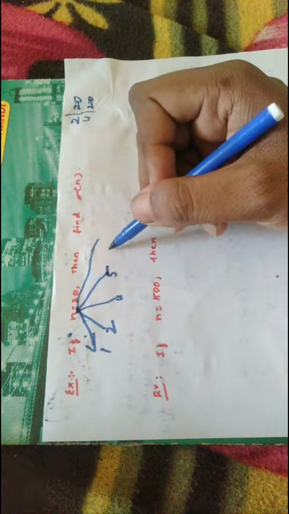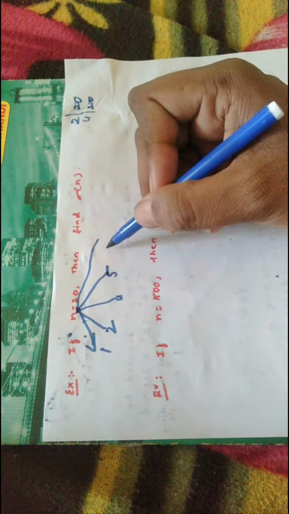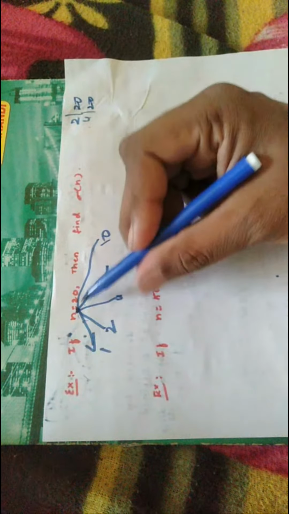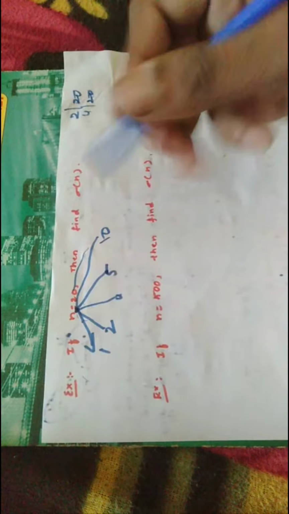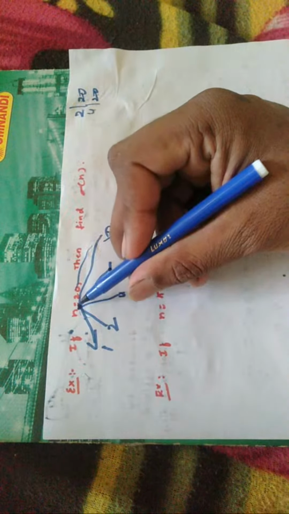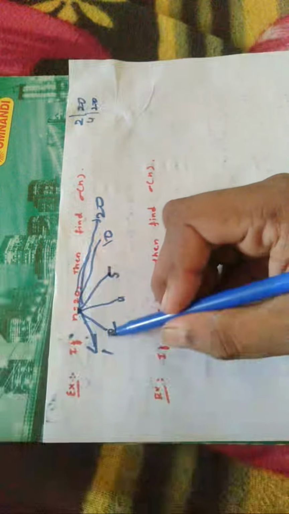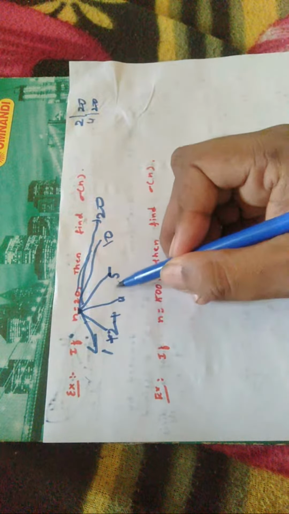9 divides 20? No. 10 divides 20? Yes. 11 divides 20? No. 12 divides 20? No. 13 divides 20? No. Then directly 20 divides 20. We have these positive divisors.